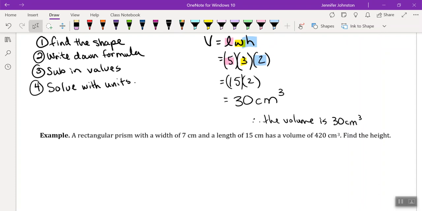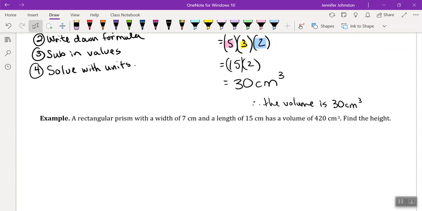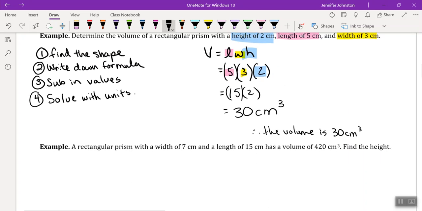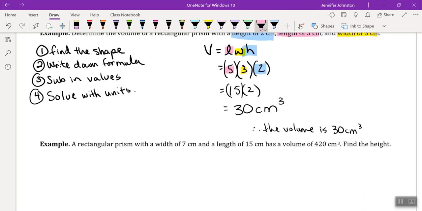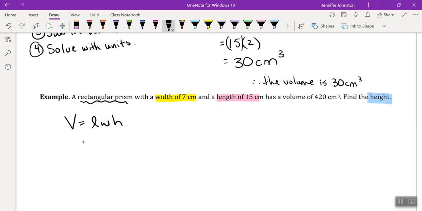Here we have a rectangular prism with a width of 7 and a length of 15 and has a volume. All right, so if our length is 15 and our width is 7, it looks like we're missing the height. So again, go find the shape. Again, a rectangular prism, so V is equal to LWH.